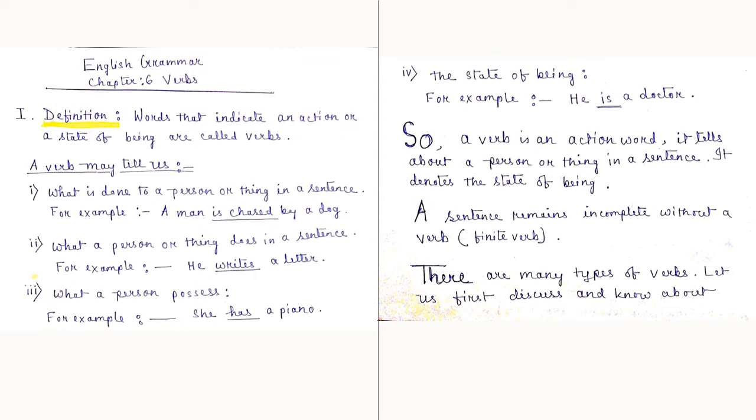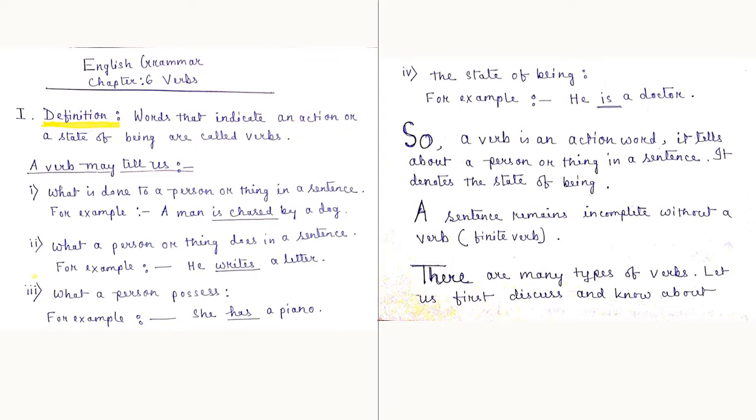First, we should know the definition of a verb. Words that indicate an action or a state of being are called verbs. A verb may tell us what is done to a person or thing in a sentence. For example, a man is chased by a dog. A man is the subject. What is done to the man? That is chased, and that's the verb.